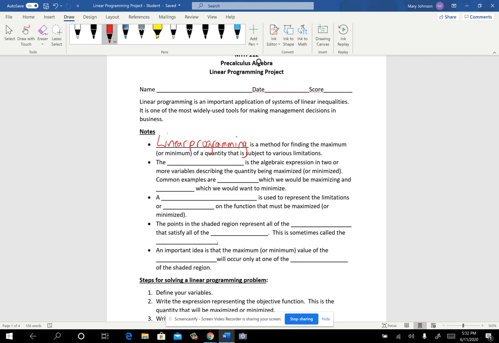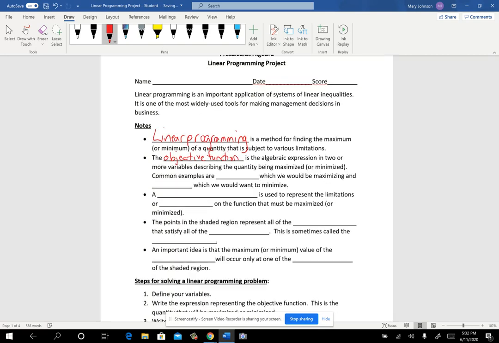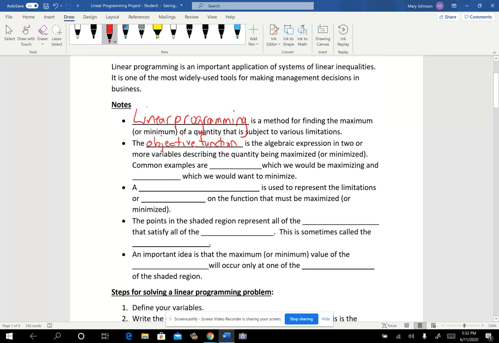There's a lot of terminology with linear programming, so that's kind of what the notes page does. The objective function is the algebraic expression in 2 or more variables that describes the quantity that we want to maximize or minimize, okay? So sometimes we're trying to maximize profit. So common examples are profit, which we would be trying to maximize, and cost, which we would be trying to minimize, okay?